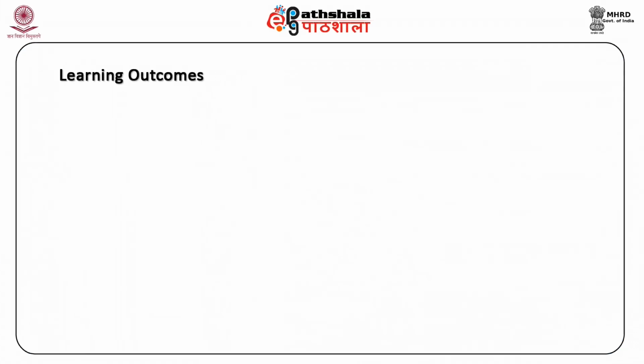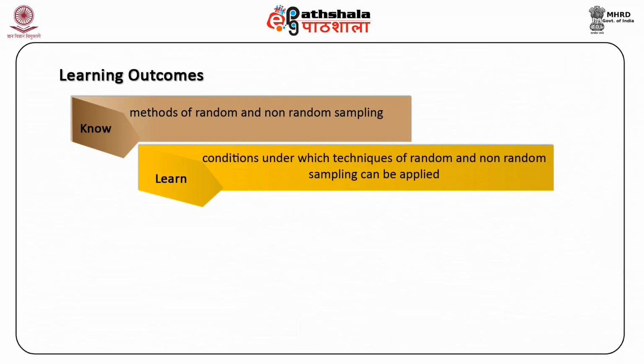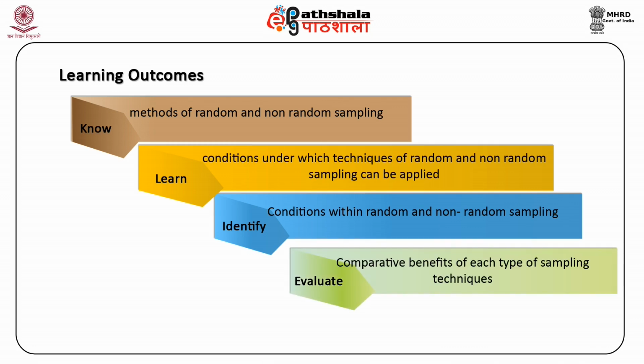After completing this module, you shall be able to know the methods of random and non-random sampling, learn the conditions under which techniques of random and non-random sampling can be applied, identify the conditions under which each technique within random sampling and non-random sampling can be applied, and evaluate the comparative benefits of each type of sampling technique.